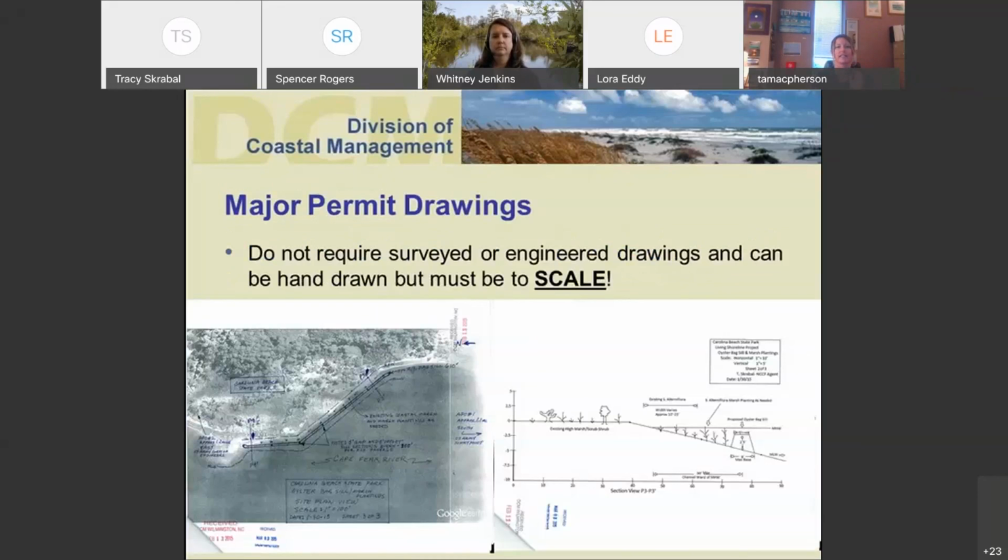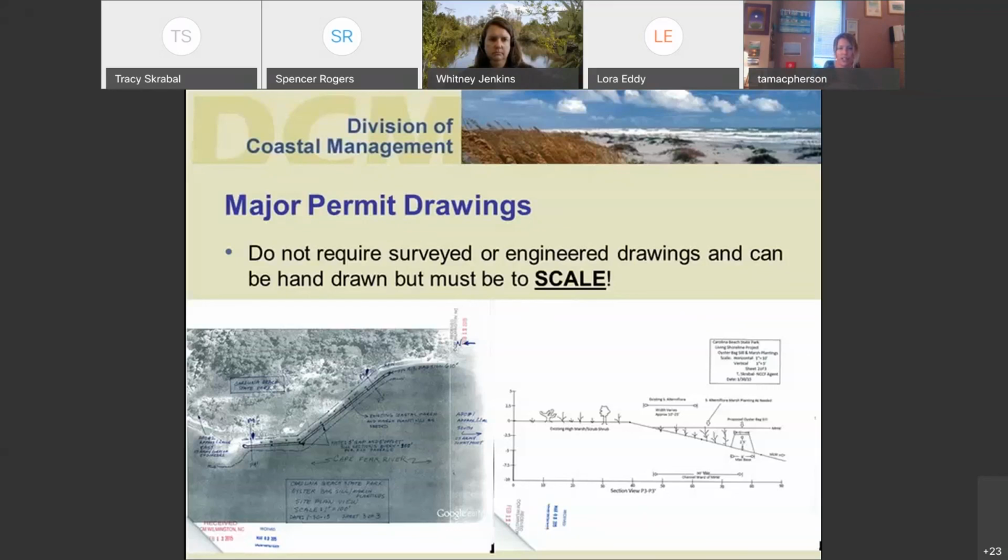So here's an example of the major permit type drawings. This was the Carolina Beach living shoreline that they did at the state park. The one on the left shows, let me get a bigger version here so I can look at it, a little scale bar and legend in the bottom, and you can see where it says 1 inch equals 100 feet. It's dated, it's sheet 3 of 3, and that's your legend.